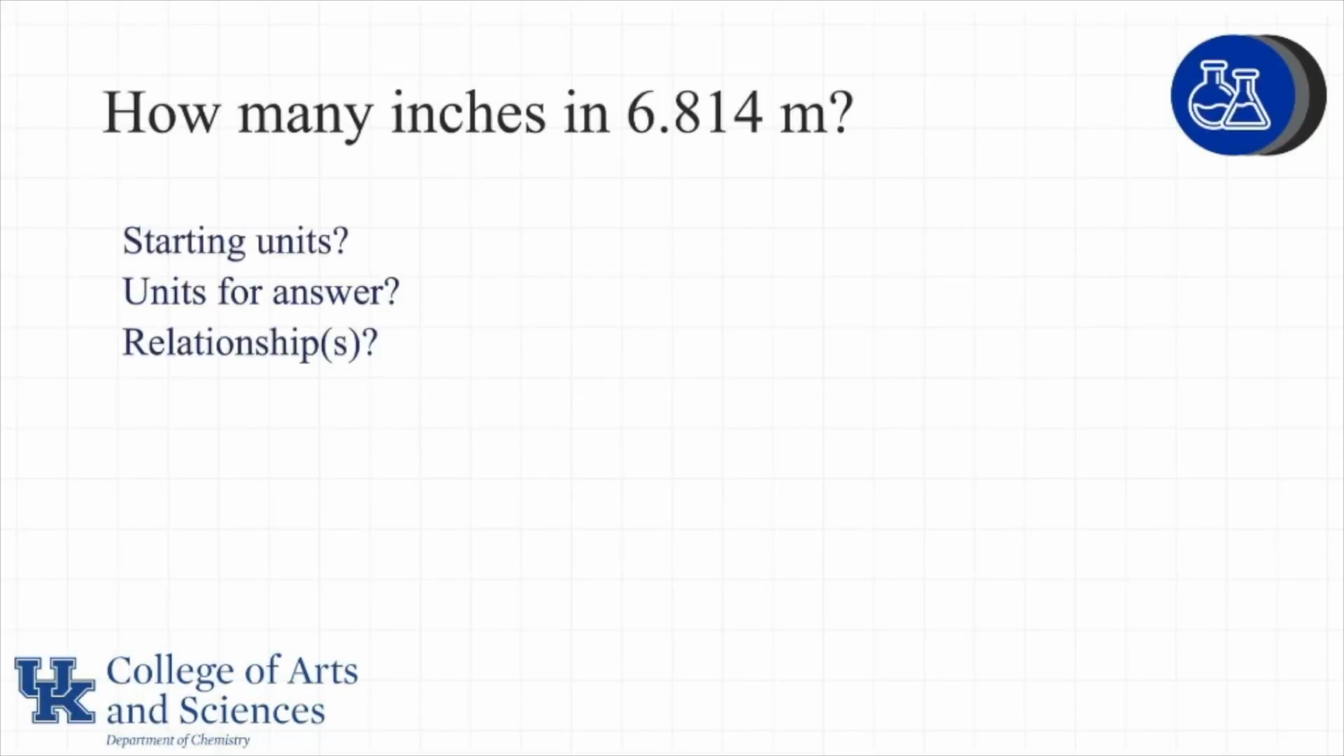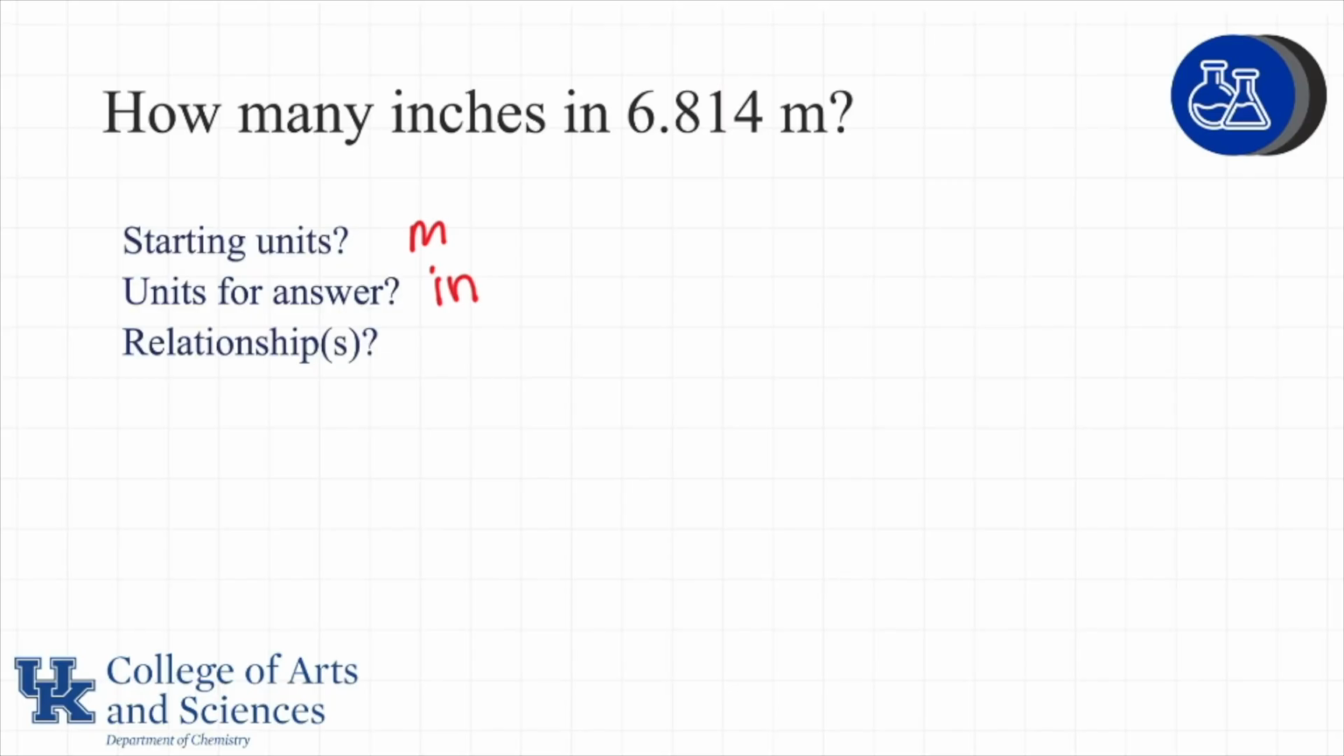The problems we've done so far have been one-step conversions. Now we're going to look at what happens when we have more than one relationship used to get from our starting units to the units for our answer. So just like in a simpler problem, we would have our starting units. In this case, we're starting with meters and we're looking for inches.